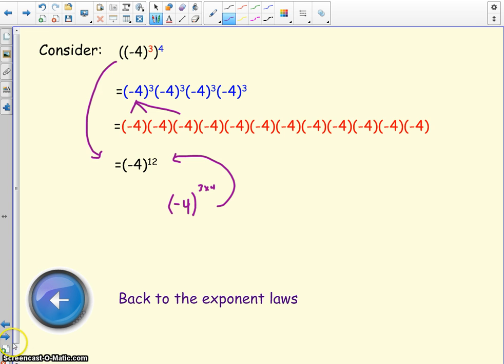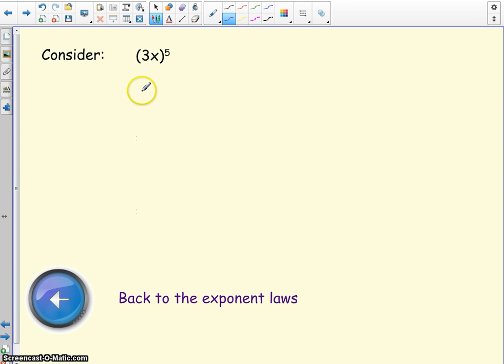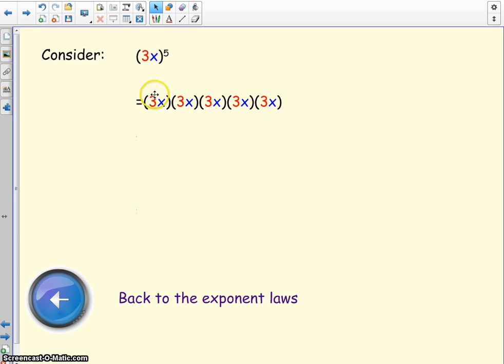Okay. So some other things to remember here. Let's say we had 3x all to the exponent 5. Well, again, if something's to the exponent of 5, that means it's multiplied by itself 5 times. Okay, so we get 3x times 3x times 3x times 3x times 3x. 5 copies, because the exponent is 5, of 3x.